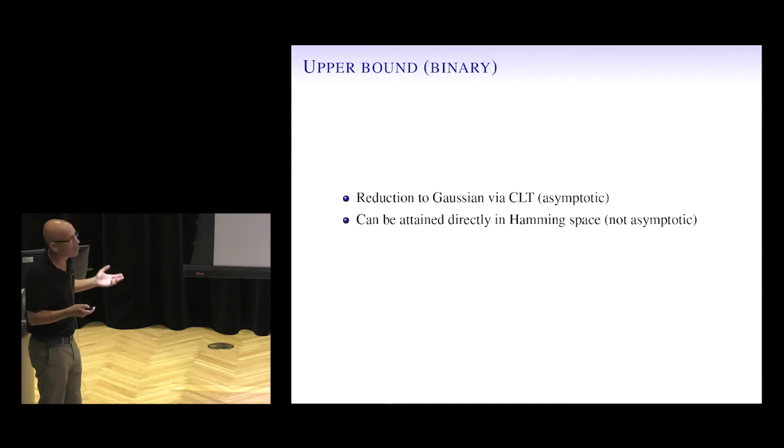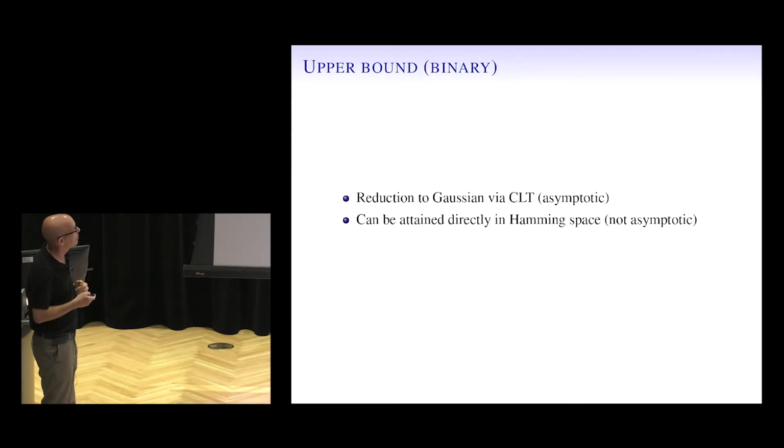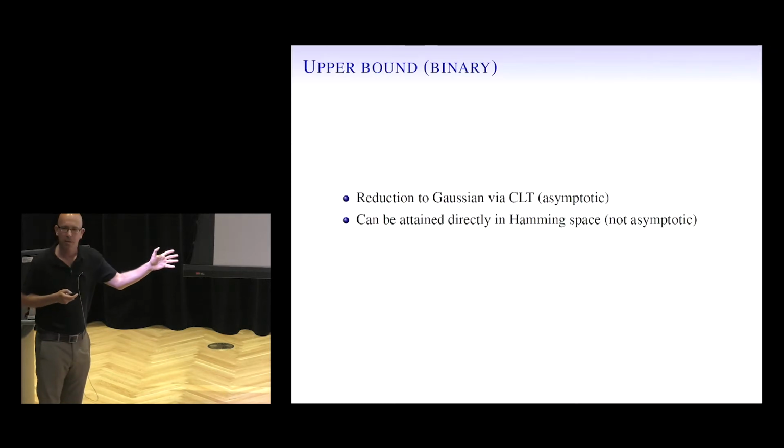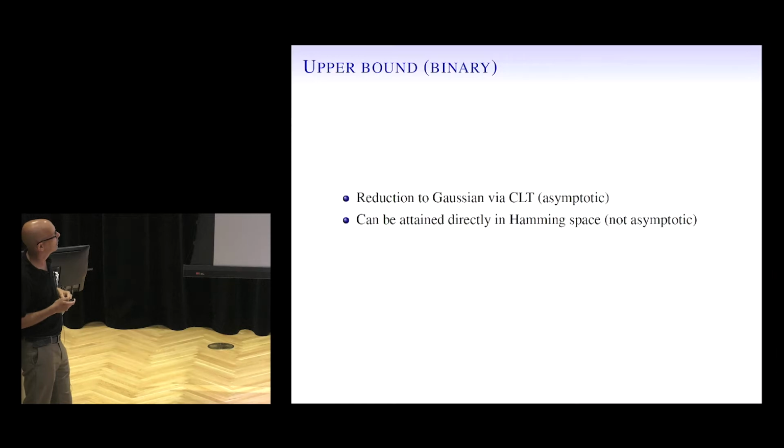For the binary case, there are 2 ways to do it. One is by reduction to Gaussian, by taking long blocks and using the central limit theorem. You have to be a little careful with that, but you can do it. And this is an asymptotic version. And you can also attain this directly in Hamming space. There's another way of attaining the exact same performance. I'm not going to describe this here.